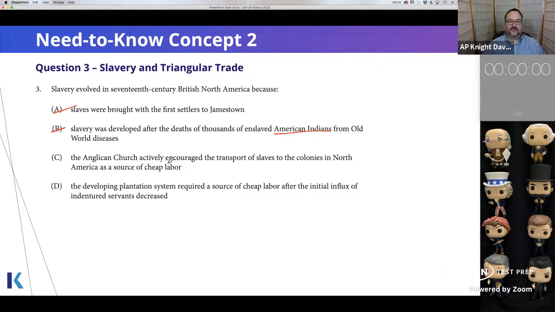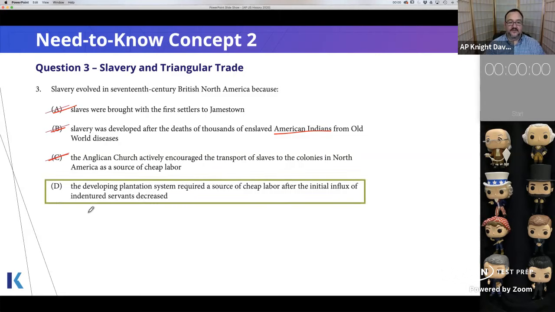C, "Anglican Church actively encouraged the transport." No, the church didn't encourage that. Because remember, it's illegal in England. So it's not going to be that. Which leaves us the only other option, D, and that is the correct option, because originally most of the workers were indentured servants working off debts. That was one of the reasons people would come, was that they could work off their debt and then be able to go buy land and all that stuff on their own.